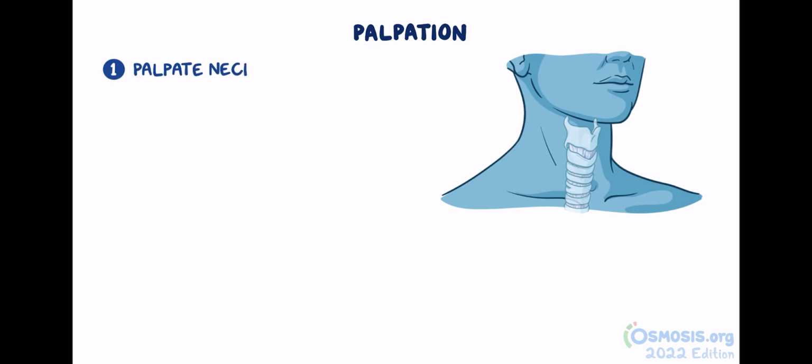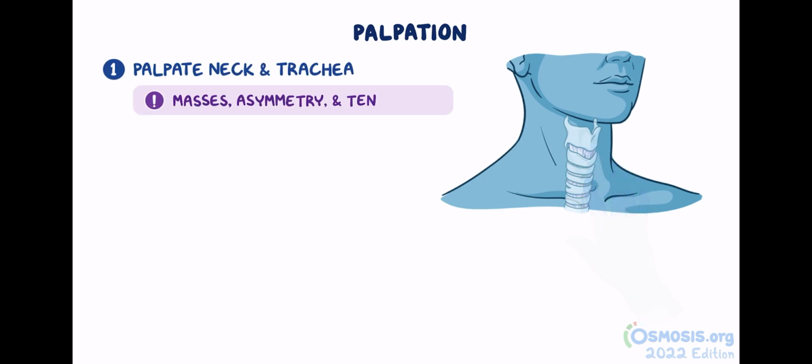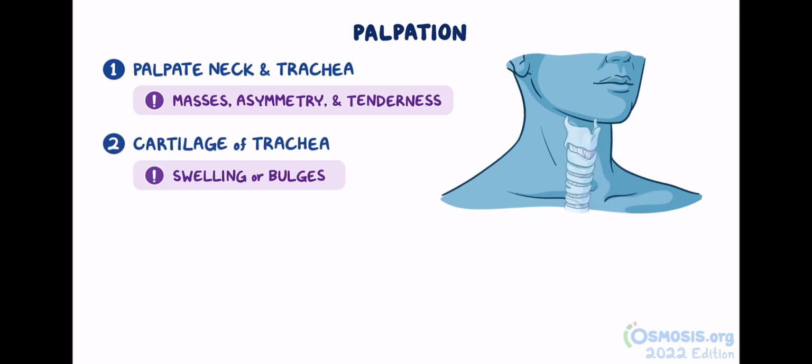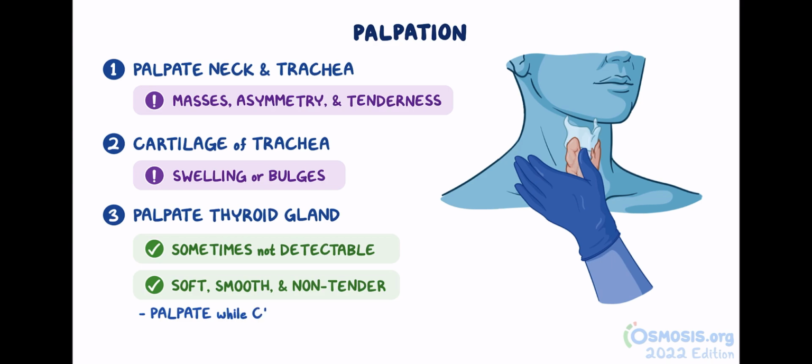Lastly, palpation of the neck and trachea is performed to assess for masses, asymmetry, and tenderness. The cartilage of the trachea should be smooth without swelling or bulges. You can also attempt to palpate the thyroid gland, which is sometimes not detectable. If it is palpable, it should feel soft, smooth, and non-tender. To further assess the thyroid gland, continue to palpate it while the client swallows. It should move smoothly during this process.